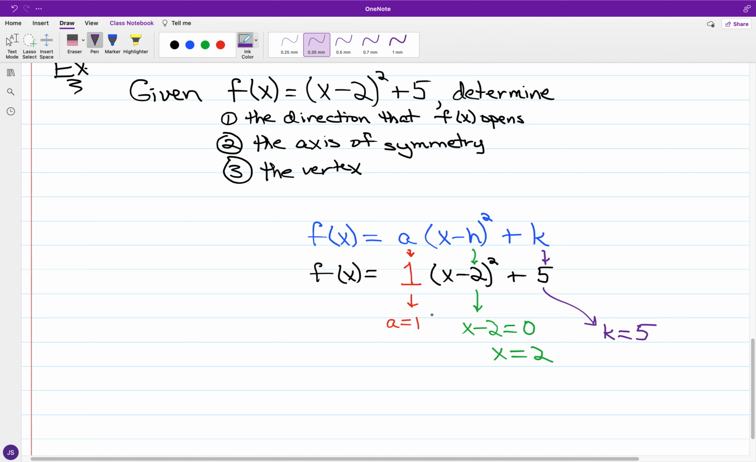Now for the direction that the graph of f of x opens, this is contingent upon the sign of the leading coefficient a. So you got a is equal to 1. So we have that a is positive. And anytime that the leading coefficient is positive, the graph is going to open up.